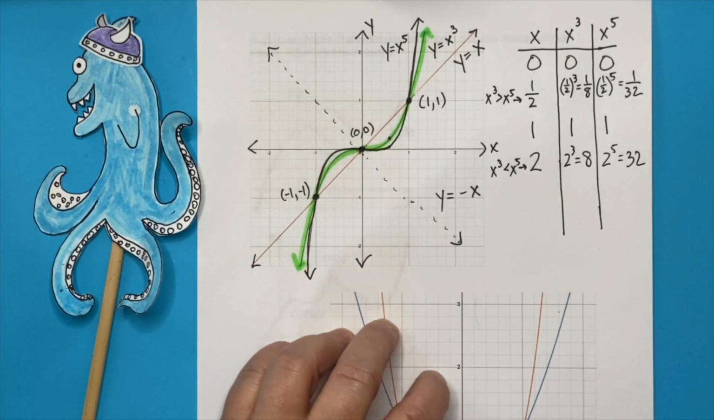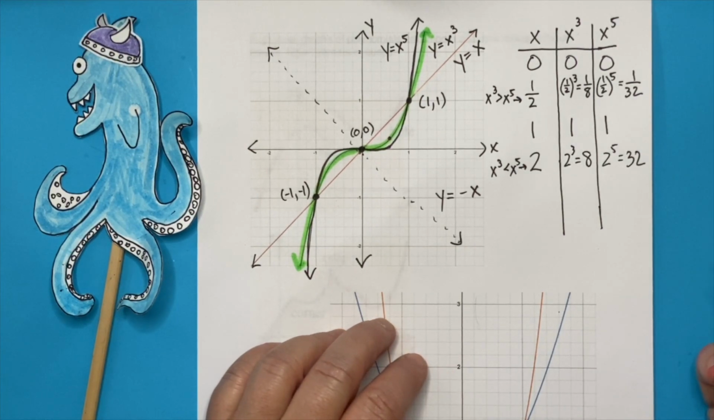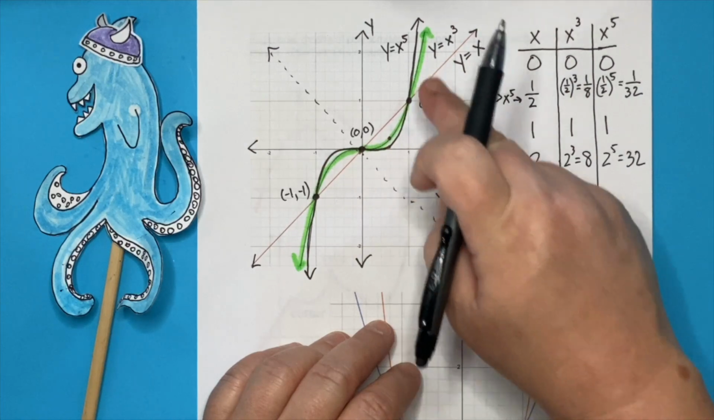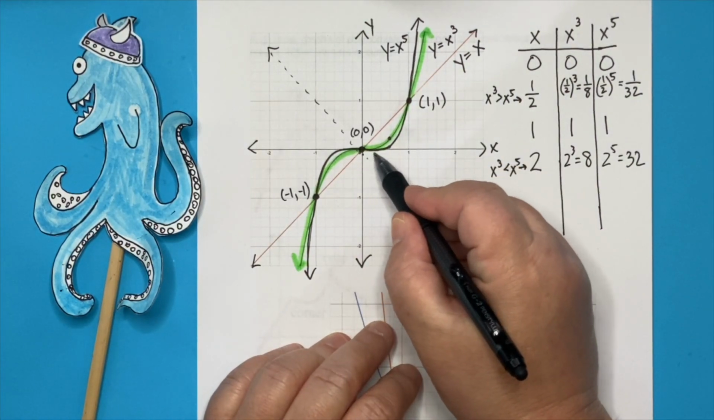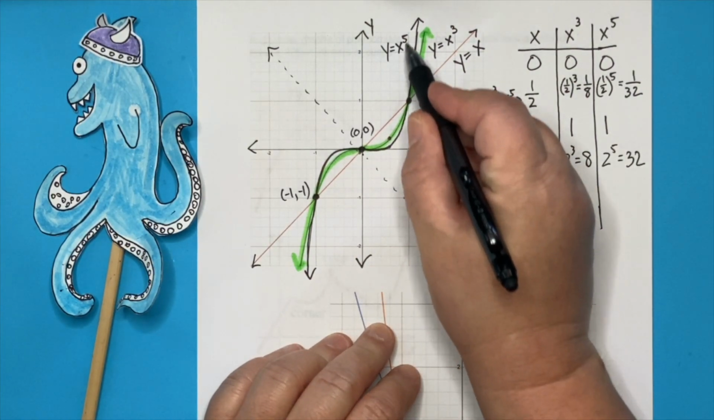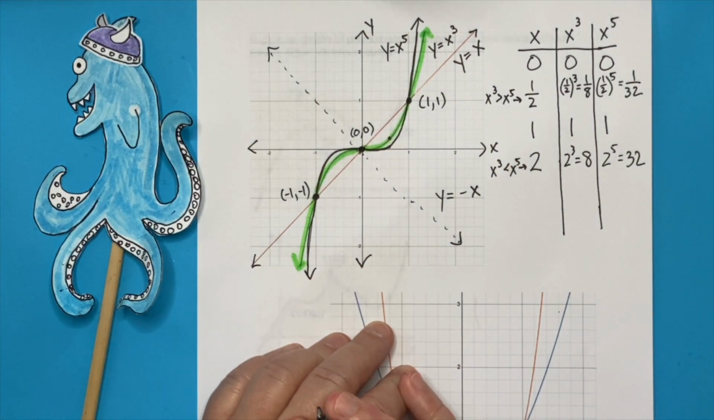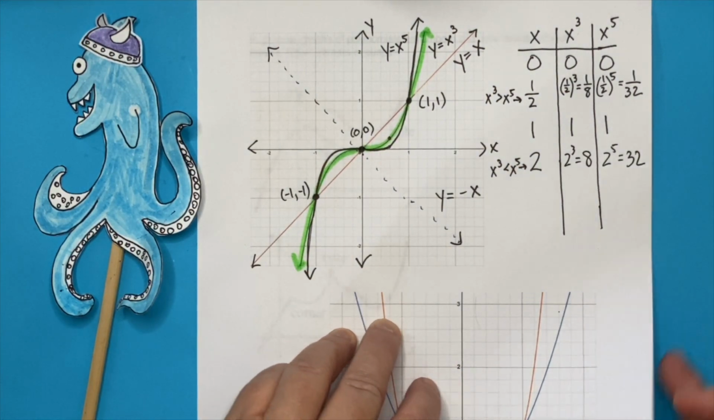And so you could think, what would x to the 7th look like? And x to the 7th would look just like this, but it would dip down below x to the 5th and then swap places and then surge ahead. Okay, let's take a look at these two.